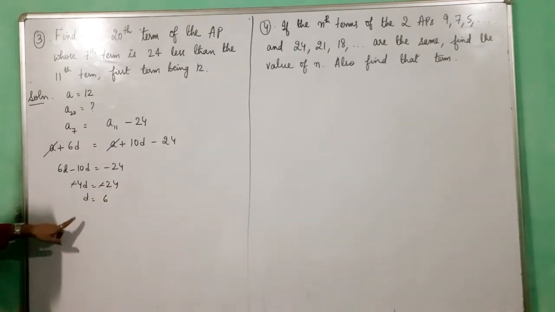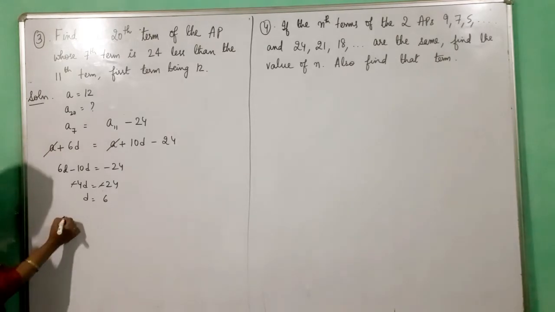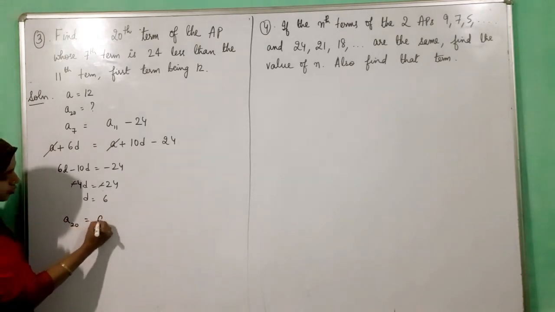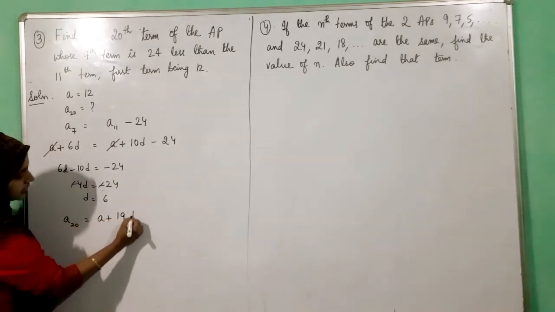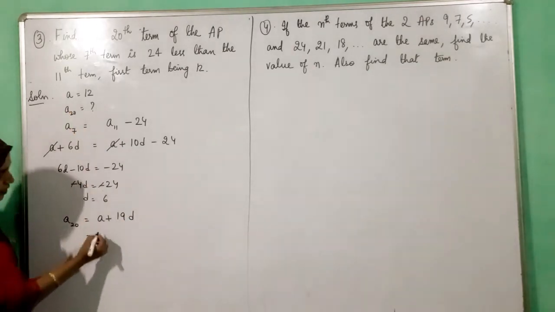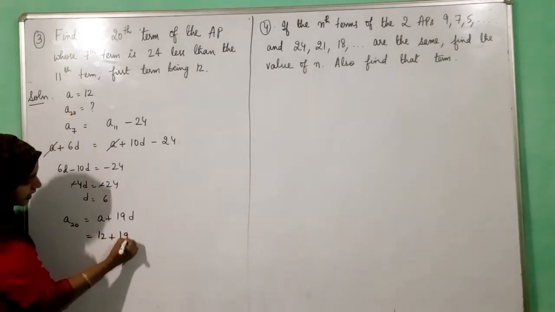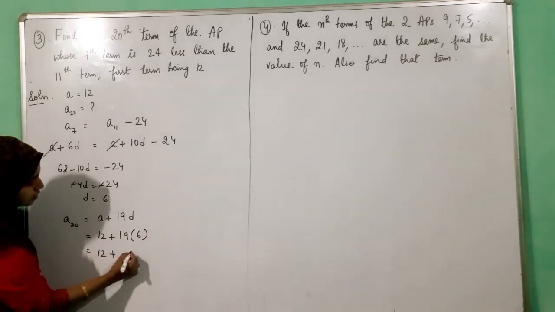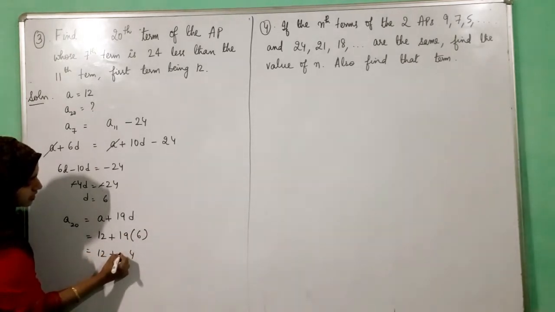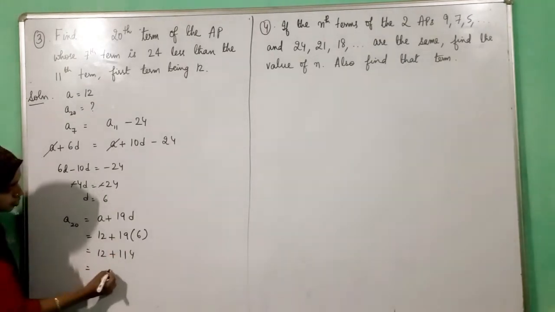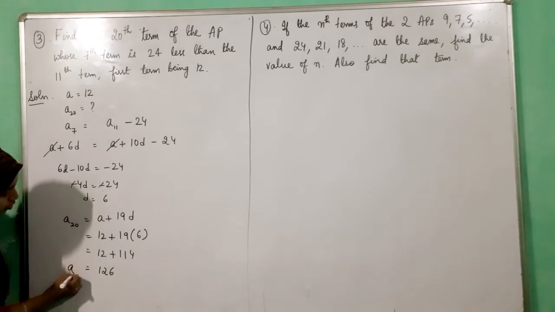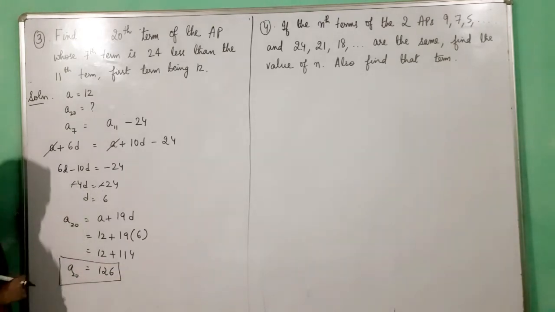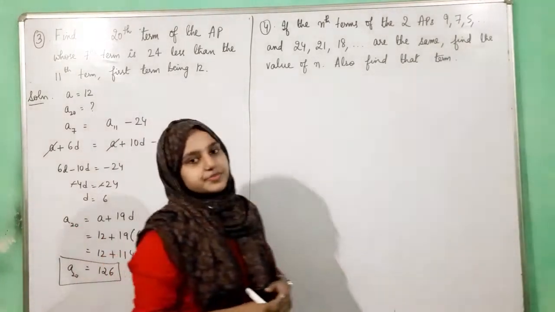So we have got D. We have to find A20. So A20 is how much? A plus 19 into D. A is 12. So 12 plus 19 into 6. So 12 plus 6 into 9, 54. 6 into 1, 6 plus 5, 11. So 114 plus 12 is 126. So A20 is 126. So let us move to the next question.